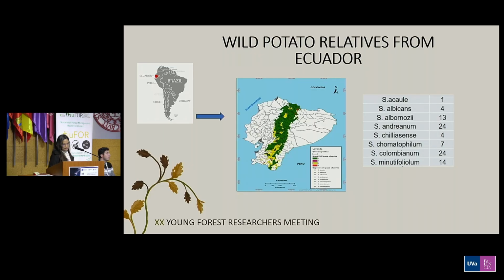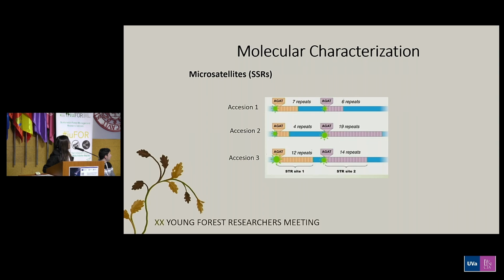One accession is one point that the scientists collected throughout Ecuador. For example, Solanum albicans has 4. One will be here, another here, here, and here. So these are specific points that were collected. In total, we collected 91 accessions, and we did a molecular characterization.